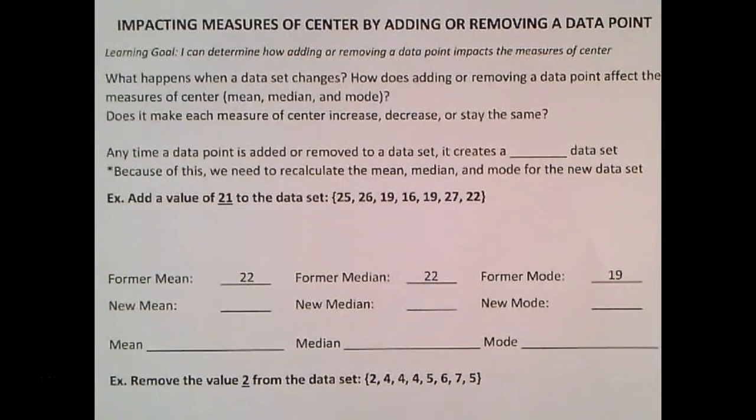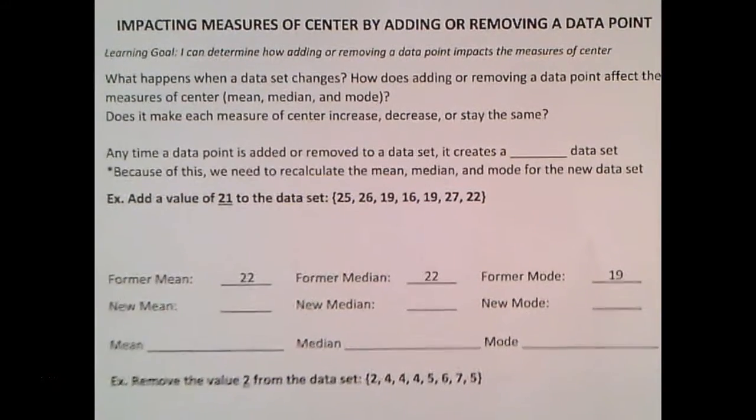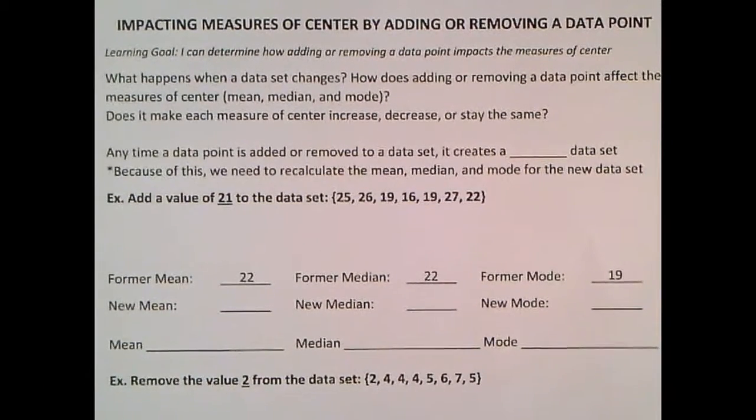Today we're going to talk about what happens to our measures of center if we were to add or remove a data point. So what happens when the data changes? What happens when our set changes? How can adding or removing a data point affect the measures of center, the mean, median, mode? Does it make each measure of center increase, decrease, or does it not affect it at all and it stays the same? So let's take a look at this together.